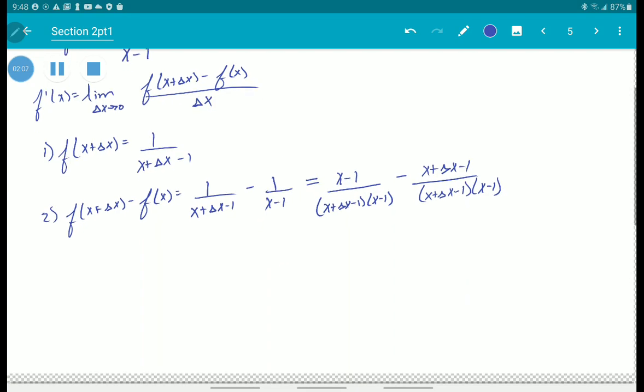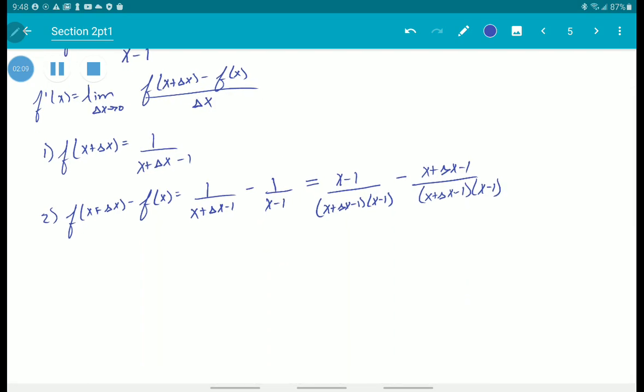So now I've got common denominators. And you can see what's going to happen here. We're going to have to distribute that negative to everything inside of that second parentheses. So the x terms are going to cancel. The ones are going to cancel. We're going to be left with a negative delta x here.